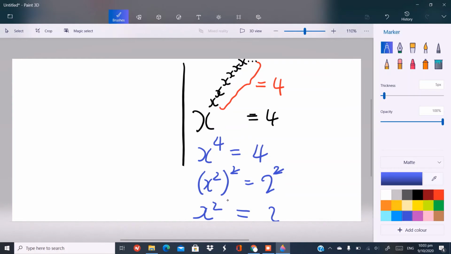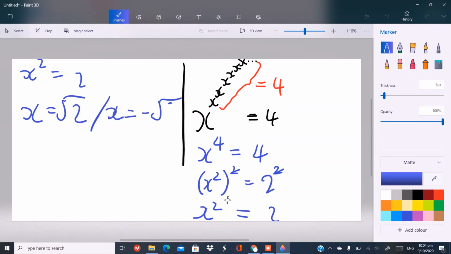Okay, now continuing on, we have x squared equals 2. From the previous solution, x equals square root 2 or x equals negative square root 2. And from both of these, x infinite power tower equals 4 and x infinite power tower equals 2, we get the same solution. How is that possible?